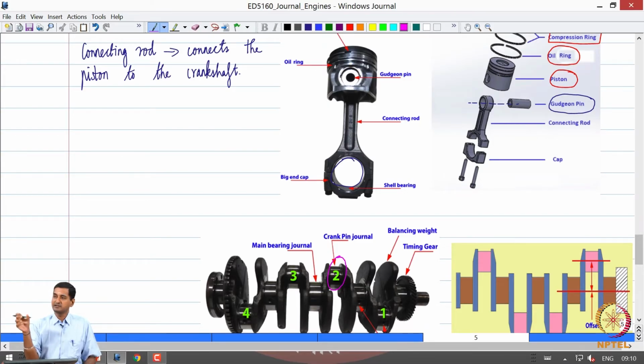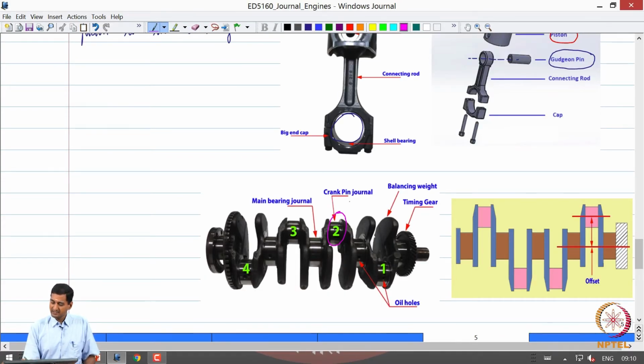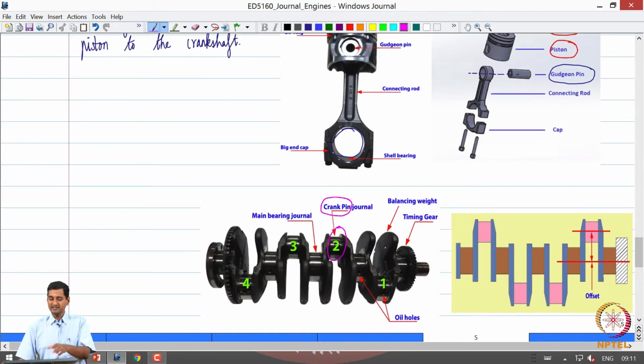So, the translational motion of the piston is converted to a rotation of the crankshaft through the connecting rod. This connecting rod is mounted on these journals, what are called crank pin journals. This is what is called a crank pin. So, this is the crankshaft. The piston is connected to the crankshaft, and this end of the connecting rod rests on the crank pin. It is mounted through some bearings.